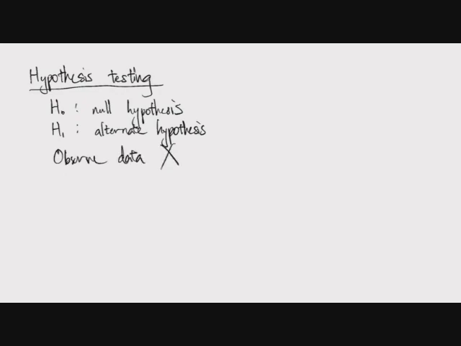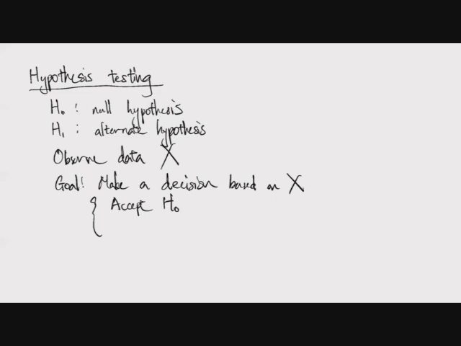Okay, and sticking with this high-level framework, what happens is that we observe some data X, and X here can be any form of data. It can be a scalar, a vector, or a matrix, some data that you observe. Our goal is to make a decision based on X. The decision is one of two things: either we accept the null hypothesis H0, or we reject the null hypothesis H0.